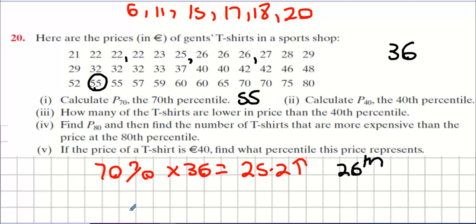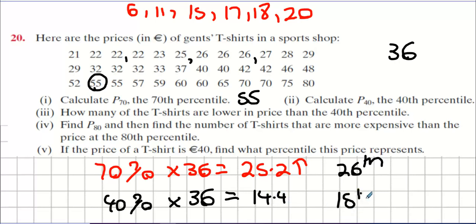Part 2. 40% of 36. What's 40% of 36? 14.4. Round up to 15th. Who's number 15 on the list? 13, 14, 15. That's 32. A price of €32 is more expensive than 40%. Slightly above 40%, but 40% of our items anyway.